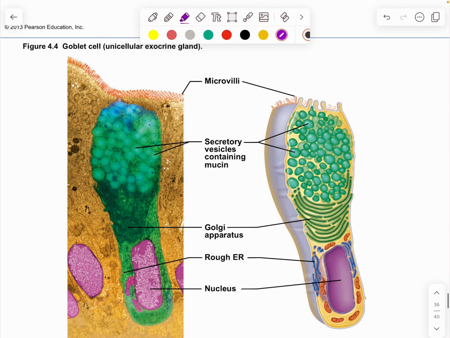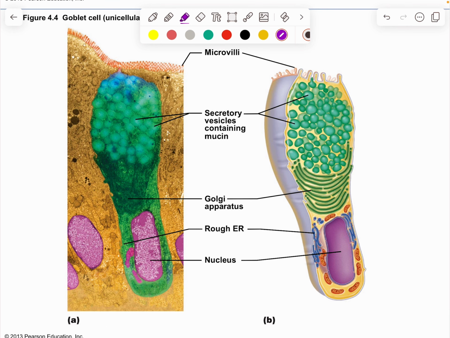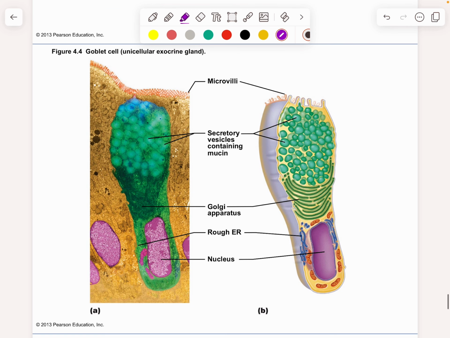Okay, here are two different pictures of a goblet cell. And this is an example of a unicellular exocrine gland. So this one cell is the entire gland. We have the nucleus down here at the bottom. We have some other organelles surrounding it. We have endoplasmic reticulum and mitochondria. We have some Golgi apparatus, right? We learned those in baby bio. And then we have these vesicles up here. They're little storage units that contain mucin, the mucus that will be released out of that cell, okay?